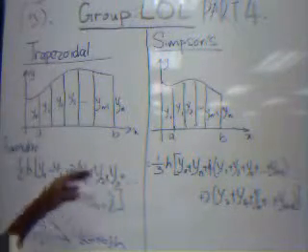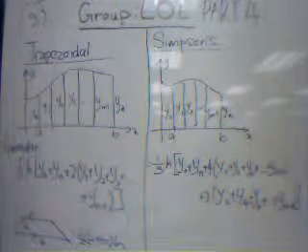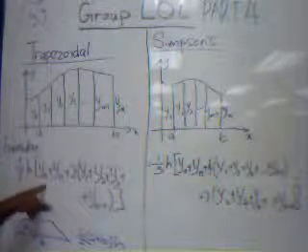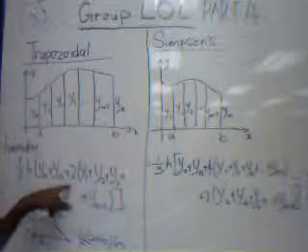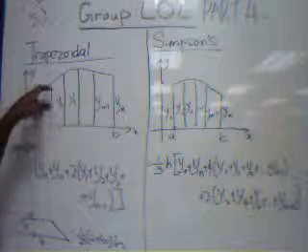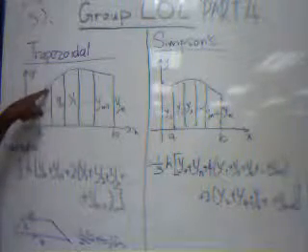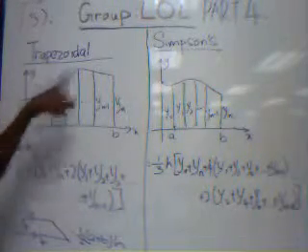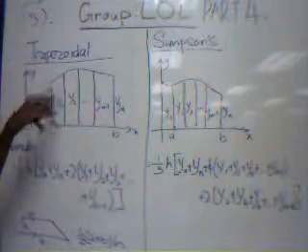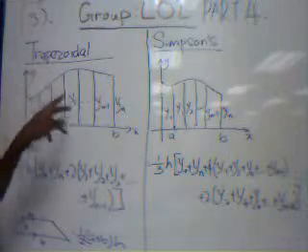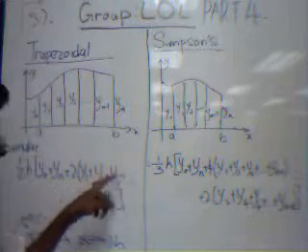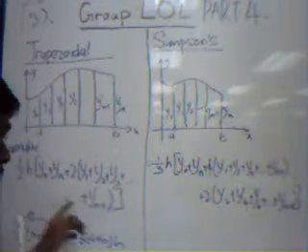Now we shall look at the formulas of the trapezoidal rule. The formula for trapezoidal rule is half h open bracket y0 plus yn plus 2 times the total number of lines inside the graph. For example, from y1 to yn minus 1, depends on how many strips you have. So it's 2 times y1 plus y2 plus y3 all the way to yn minus 1.